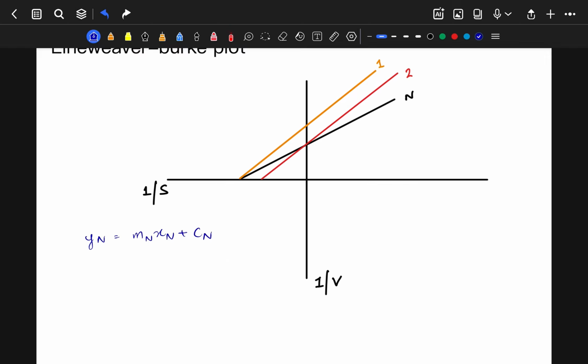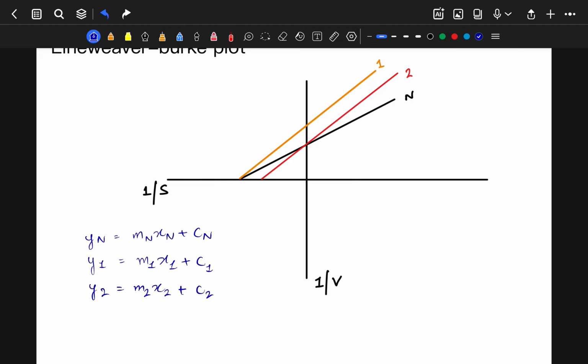Y is the y-axis of n, which equals m, that is the slope of n, meaning this angle, and x is the distance covered by the n line on the x-axis, and c is the intercept, meaning this length. So similarly we'll make equations for the first and second line. So y first equals m first x first plus c first. Y second equals m second x second plus c second.